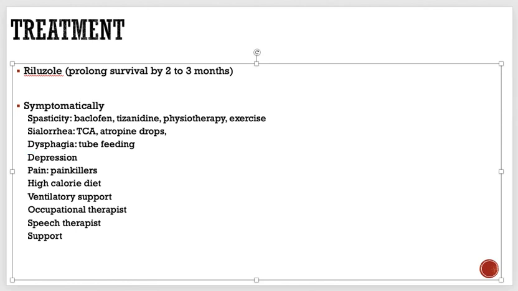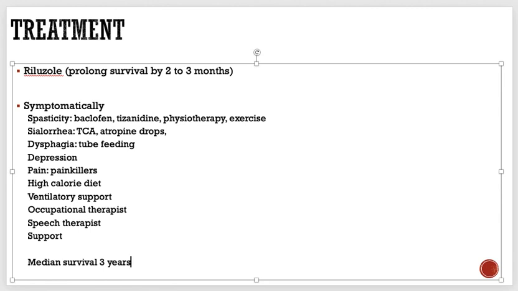The median survival from the time of diagnosis to death is around 3 years. Stephen Hawking is one of the few people who lived a long life, and most of the deaths are caused by respiratory failure. Simply, guys.